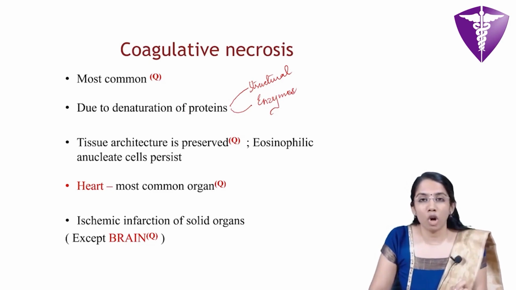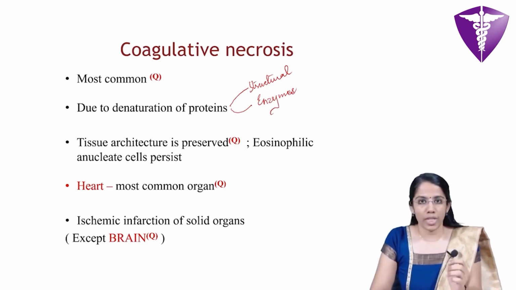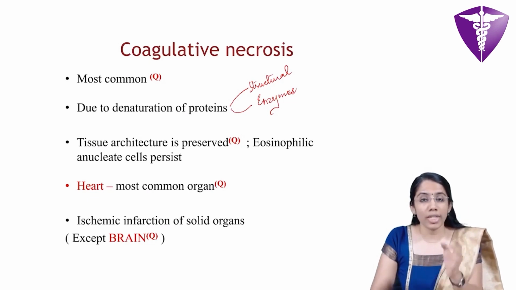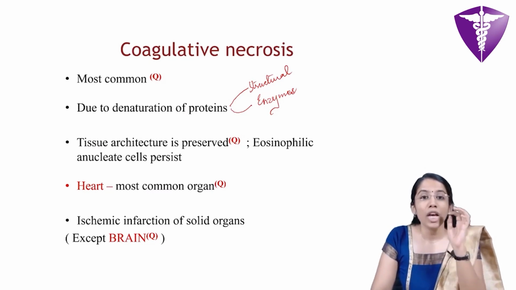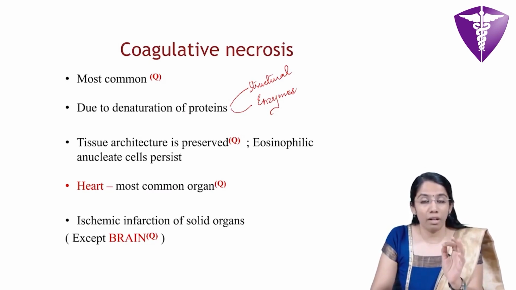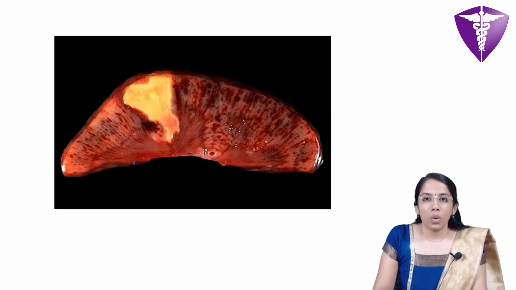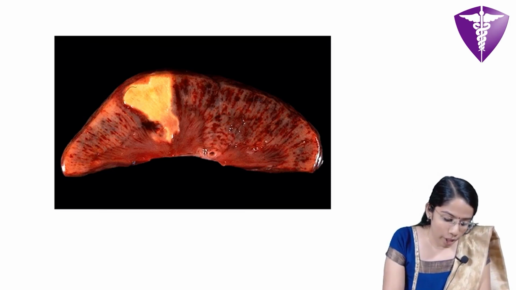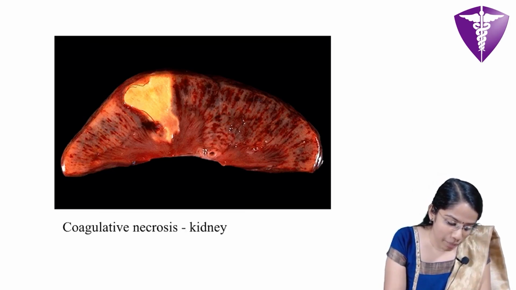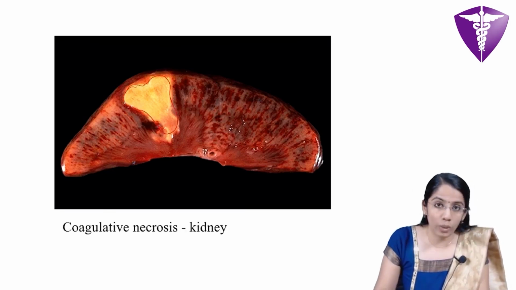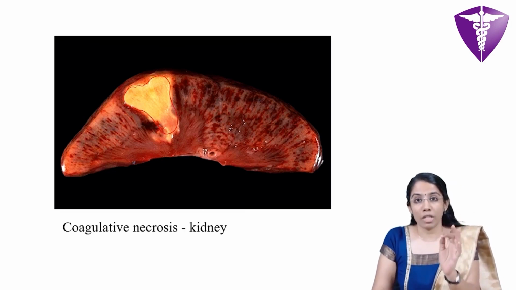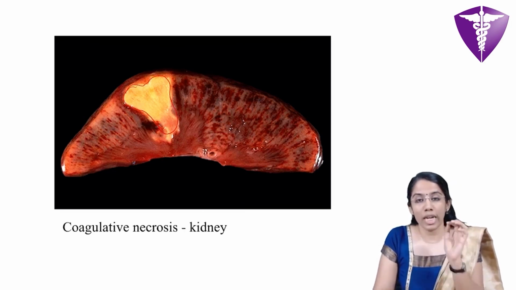The heart is the most common organ in which coagulative necrosis is seen. In fact, ischemia in almost all solid organs is of the coagulative type. The exception here is the brain, which shows liquefactive necrosis, which we'll be dealing with next. So this is a case of coagulative necrosis from the kidney. Here you can see the preserved outline. This is a gross specimen of coagulative necrosis in a kidney.